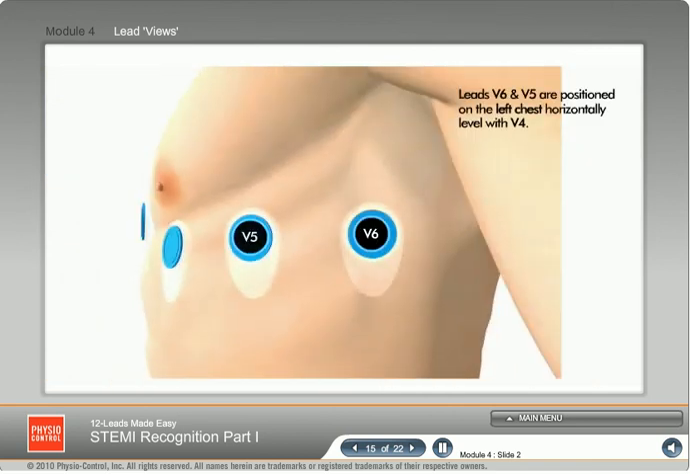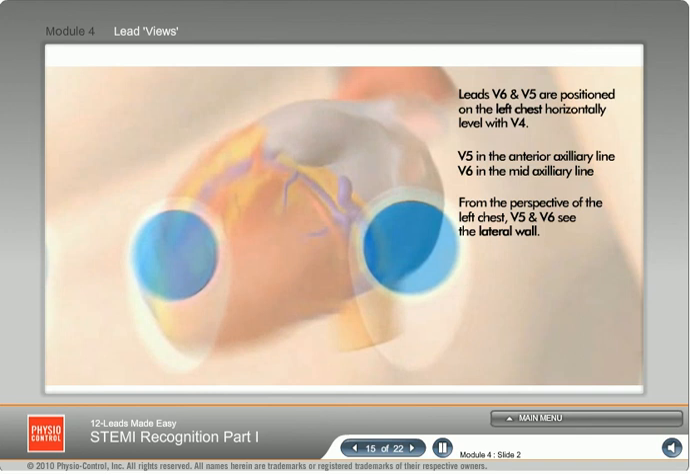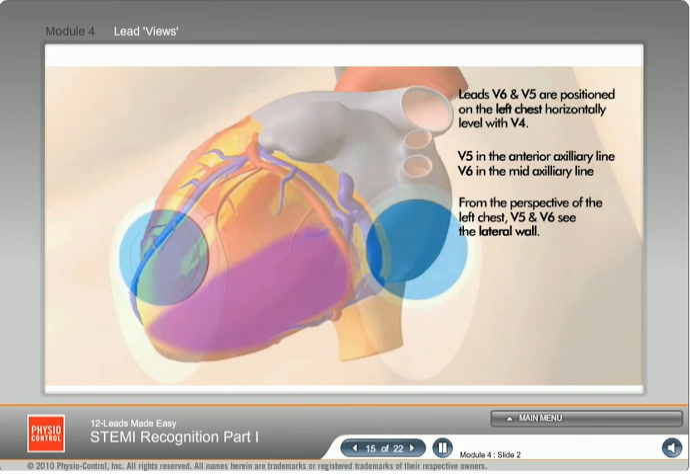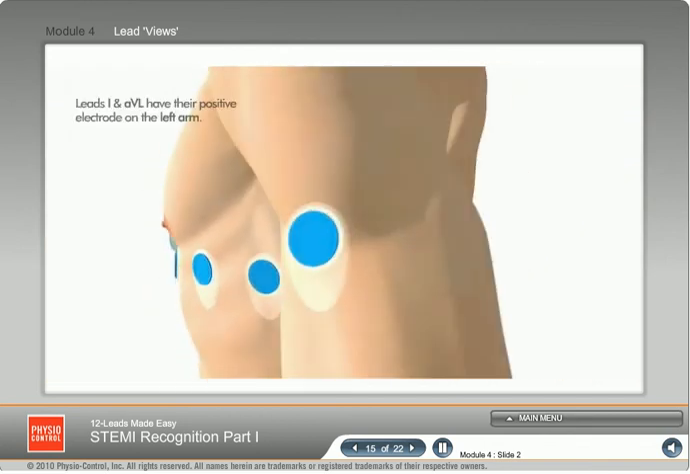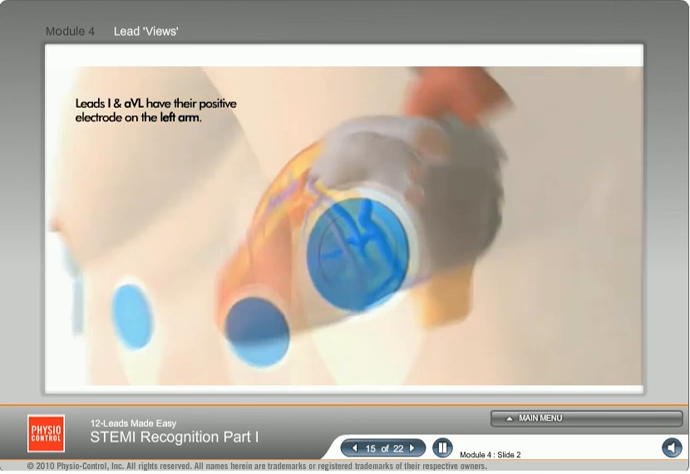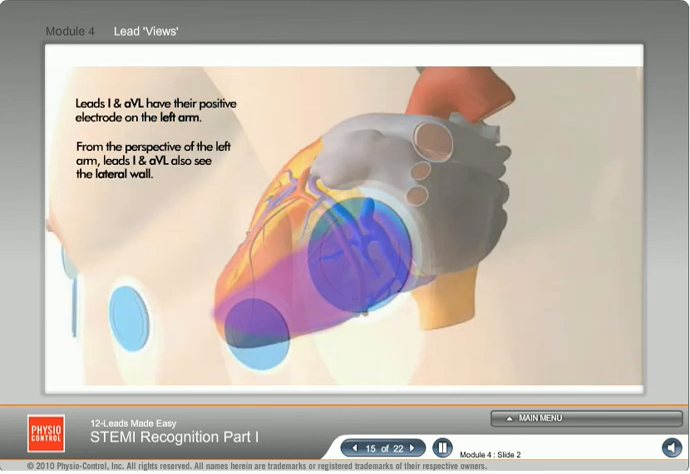V5 and V6 remain horizontally level with V4. V6 is placed in the mid-axillary line, while V5 goes in the anterior axillary line. From their perspective on the lateral wall of the left chest, V5 and V6 see the lateral wall of the left ventricle. Leads 1 and aVL share a common positive electrode placed on the left arm. From their location, they also see the lateral wall of the left ventricle.